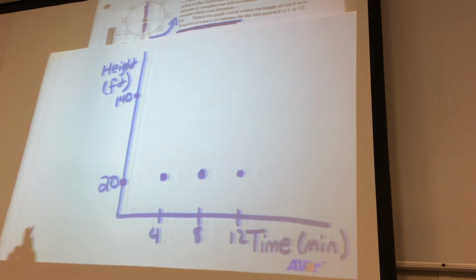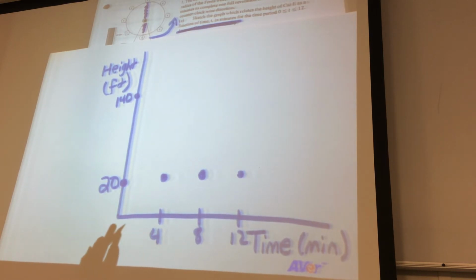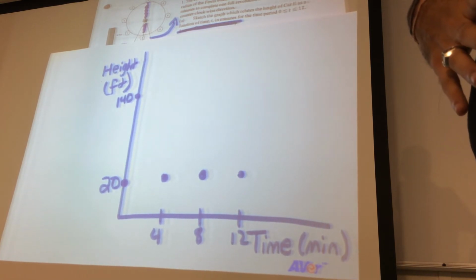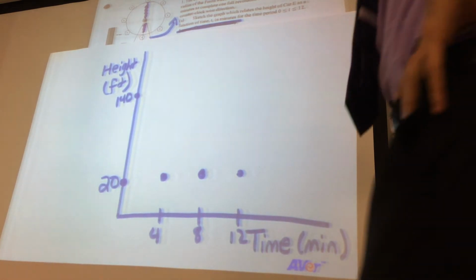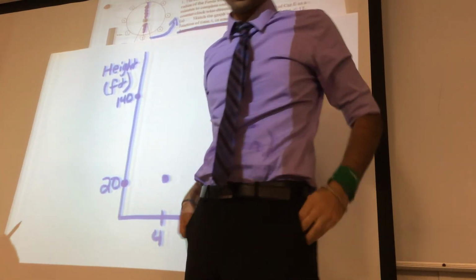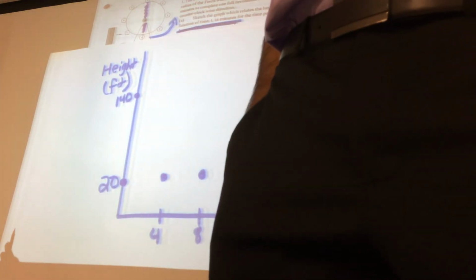Okay. So when are we going to reach 140 feet? Okay, so I agree with you. Some point between 4 and 8. Let's focus on this first interval between 0 and 4. When will we reach 140 feet between 0 and 4 minutes?